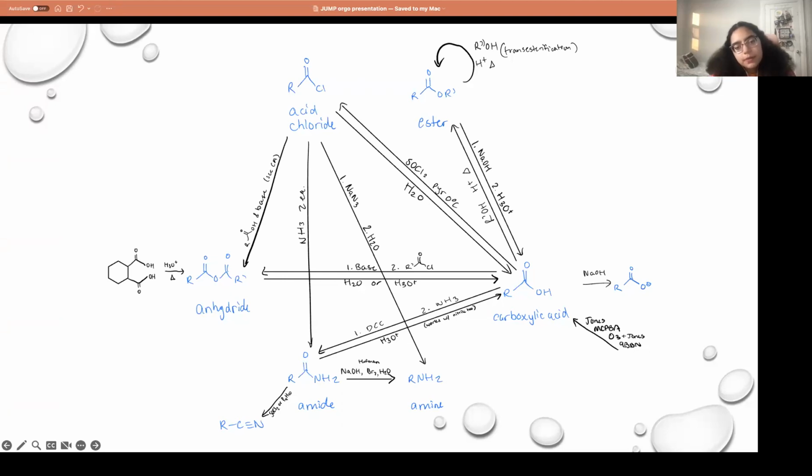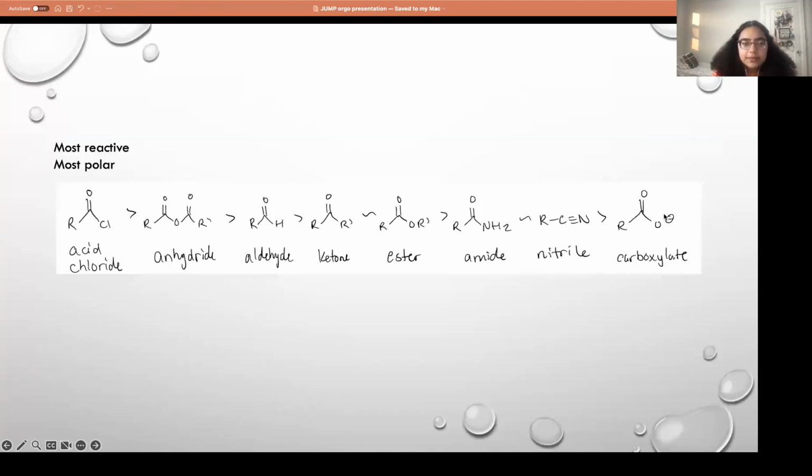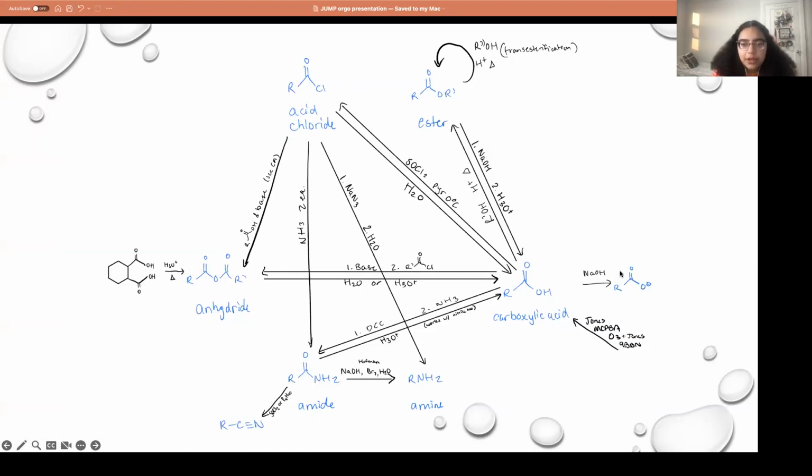Let's see, what else is worth noting here? In terms of making carboxylic acids, the Jones reaction is probably one of the more common ways. I think we also talked about synthesizing carboxylic acids anyways. And then if you add a base to a carboxylic acid, you can end up with your carboxylate. So NaOH there. So these are the main web of reactions.